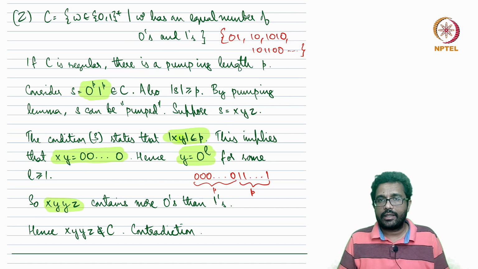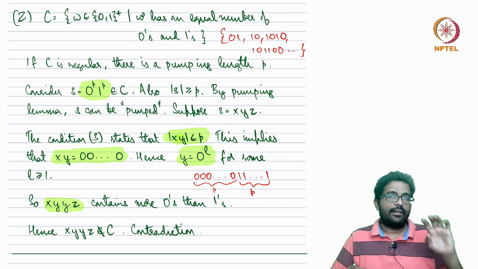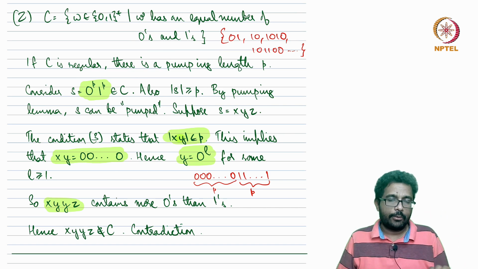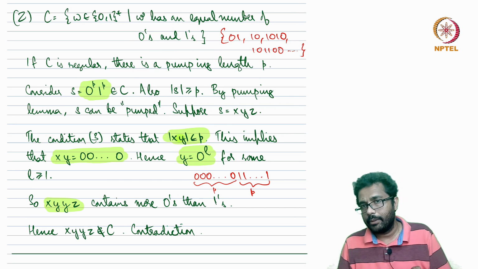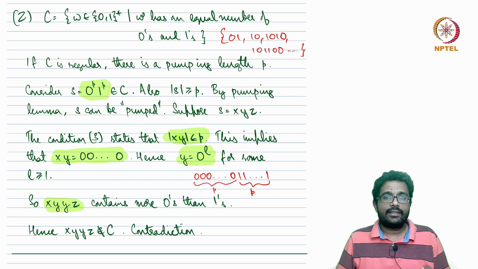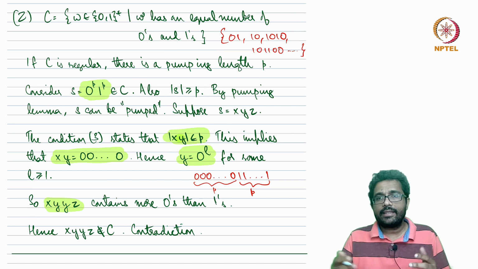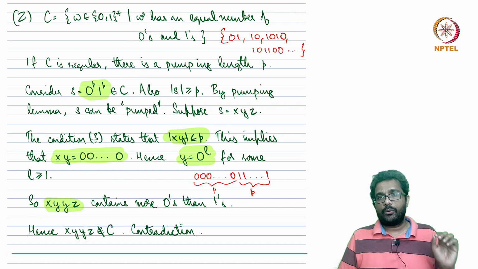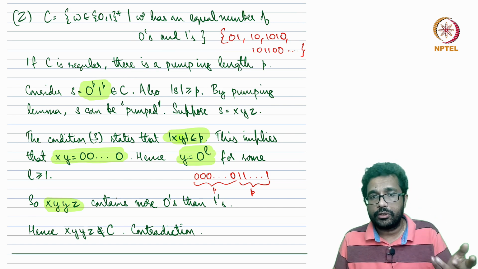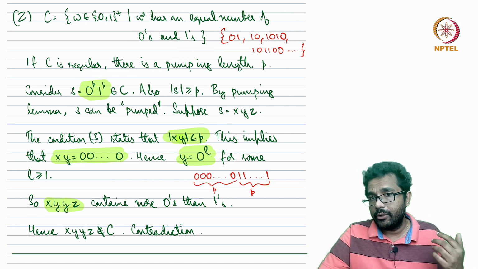Okay, so this is a contradiction. Once again, we choose a string 0^p 1^p, which is in the language and is of length greater than the pumping length. Condition 3 implies that y is entirely zeros. Condition 2 implies that y is not empty. So y has at least 1 zero, could have more zeros, and does not have any ones.